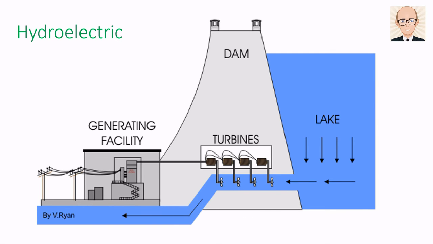Hydroelectric systems use water that has been made to build up in huge reservoirs behind man-made dams. When needed, the dam can be opened and the water allowed to flow over the turbines.